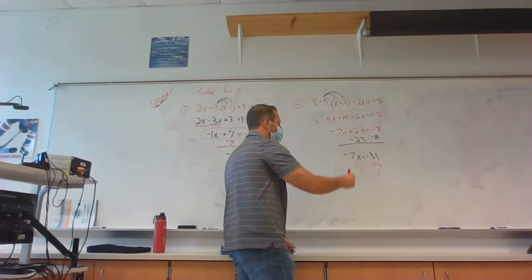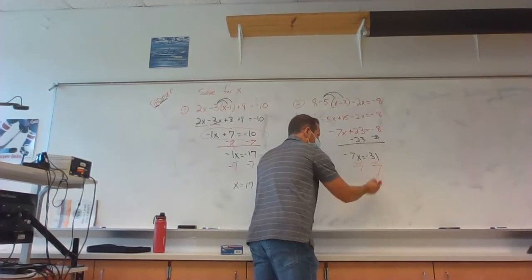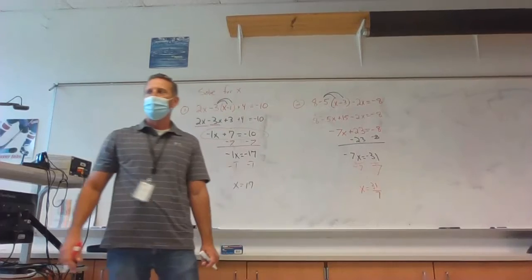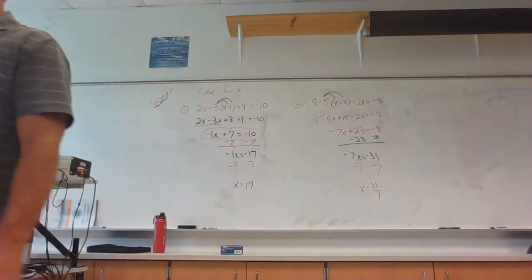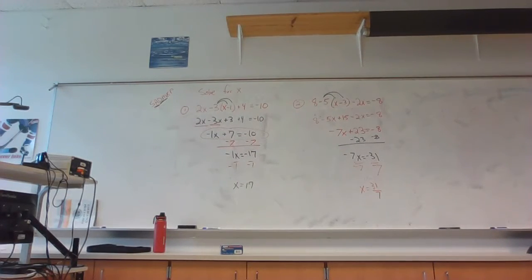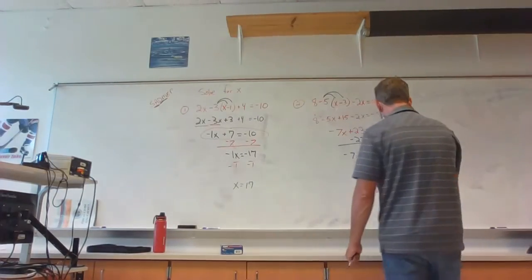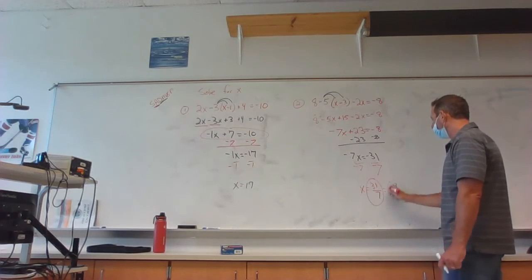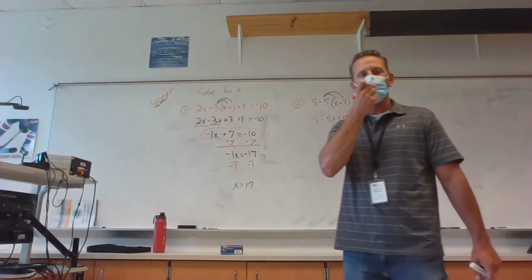Good. Couldn't grab my marker. You can leave your answer like that. A negative over negative is a positive. 31/7. There you go. What if I made a big number? Awesome. What is it? 4 3/7? Yeah. Okay, I don't care if you leave your answer like that or you give your answer like that. Okay?